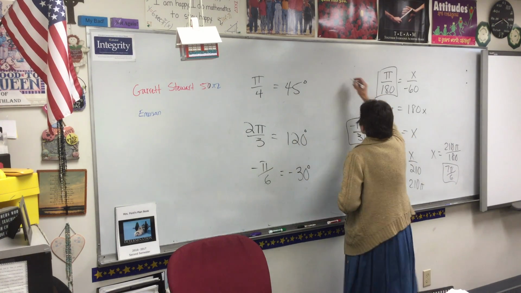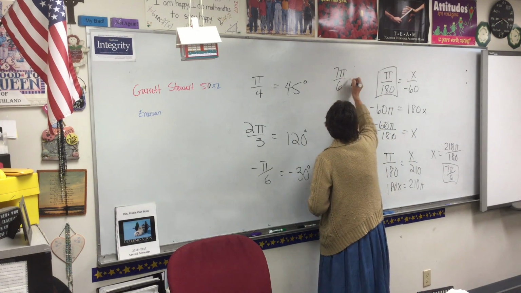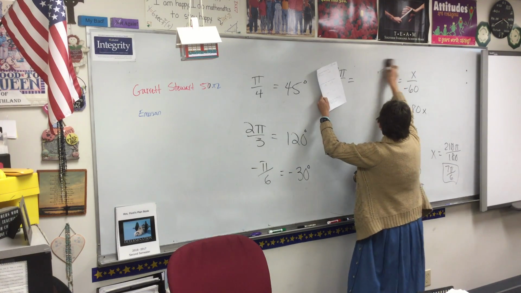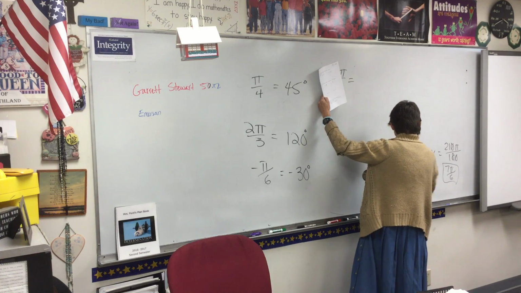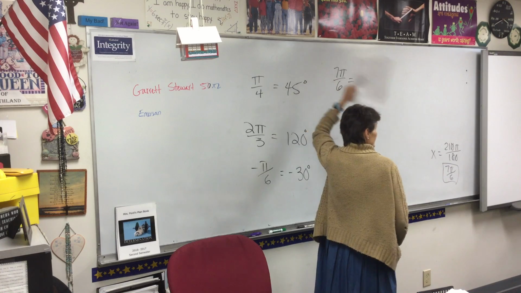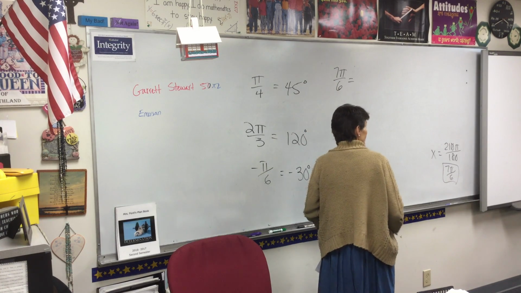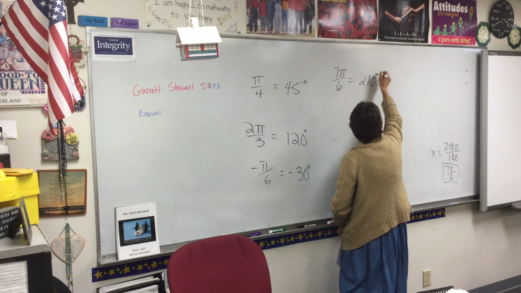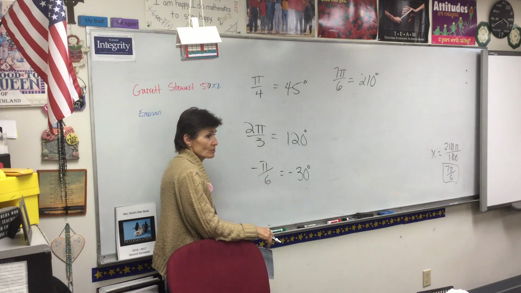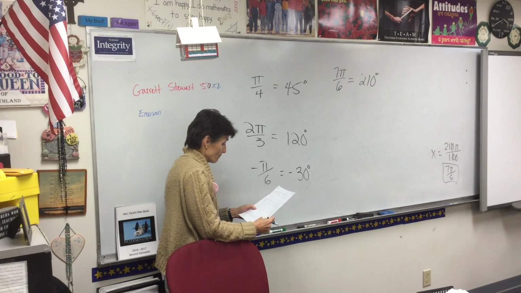7 pi over 6. I already heard somebody give the answer, but let's walk through it. Pi is how much? 180. Divided by 6 is 30. Times 7 is 210 degrees. You have a calculator sitting there. If you can't do that in your head, you can certainly type it in on the calculator.